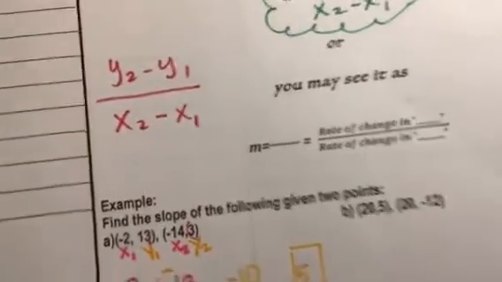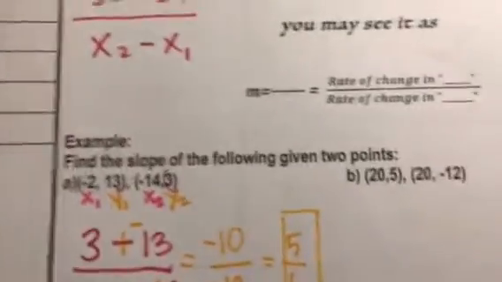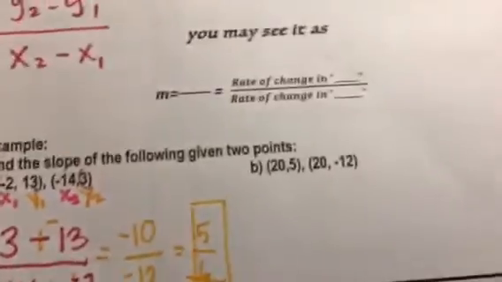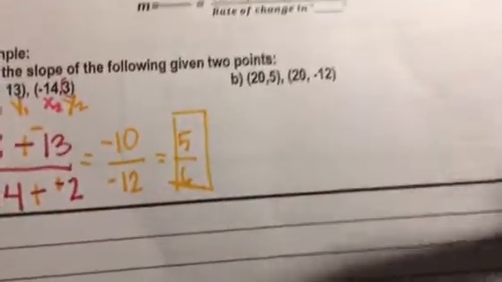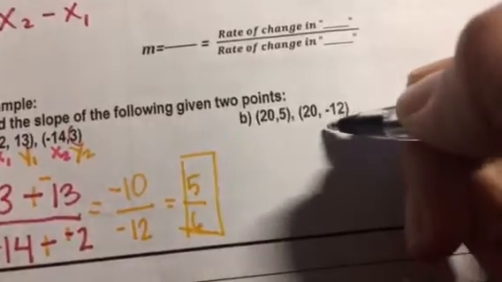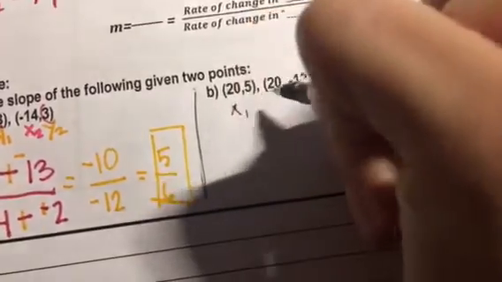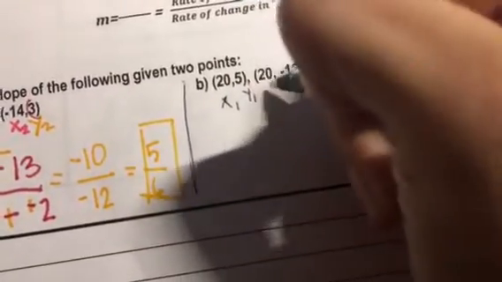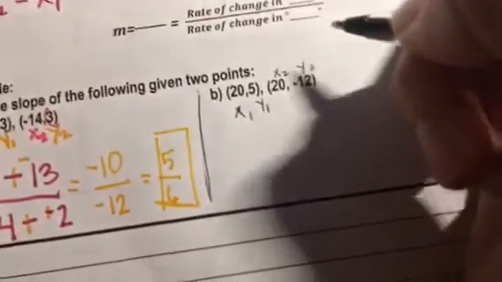So let's say I bring my colored pens here. I'm going to use my black pen. Okay, so let's say I have 25 as my first point and 20, negative 12. So what I'm going to do is again label them. I have x sub 1, and that's y sub 1. And on this one is x sub 2 and y sub 2.